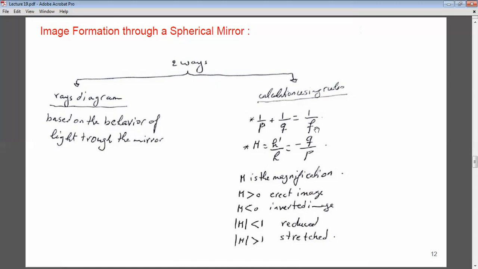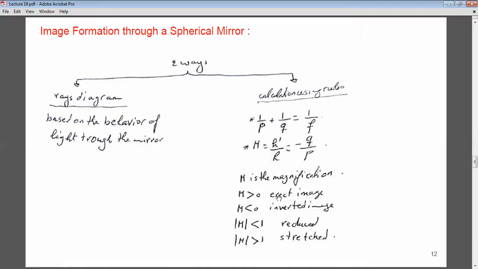F is the focal distance, which is either R over 2 or minus R over 2, based on whether it is a concave or convex mirror. M is the ratio of H prime over H. H prime is how big the image is compared to the object. This is also equal to minus Q over P, and we call it the magnification.